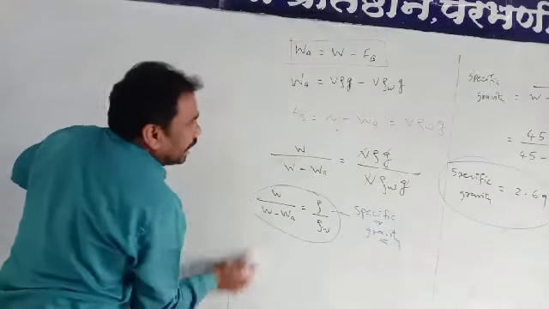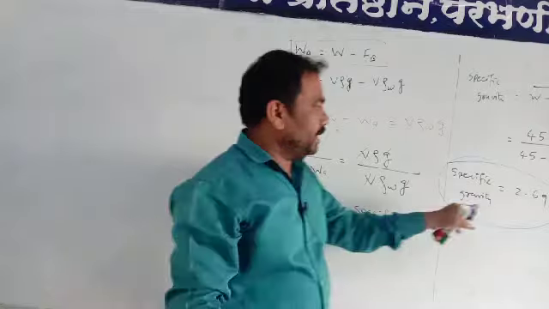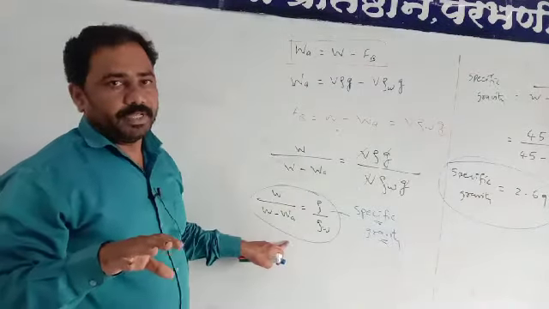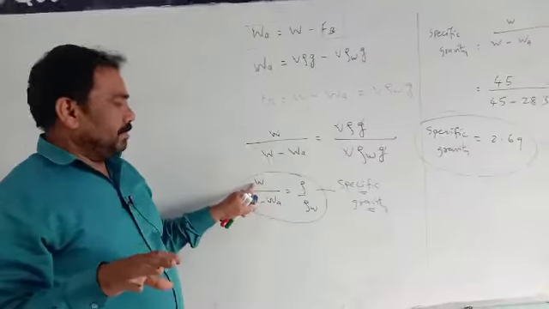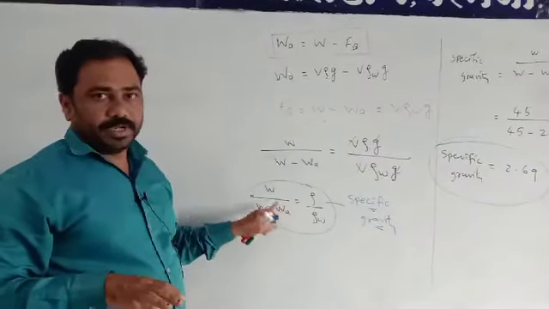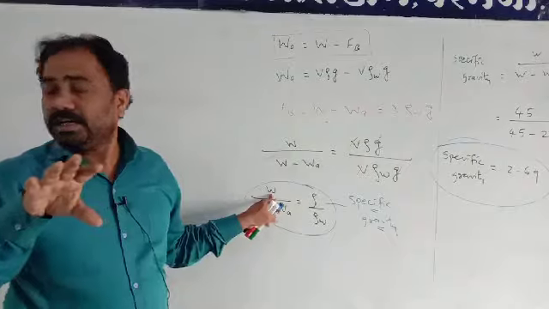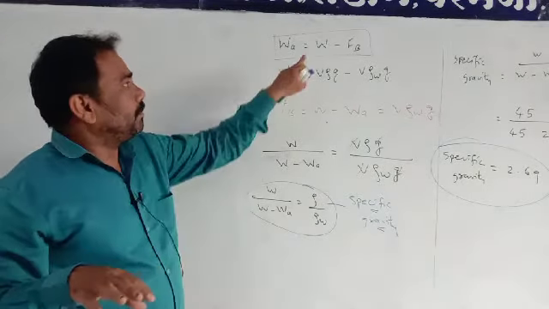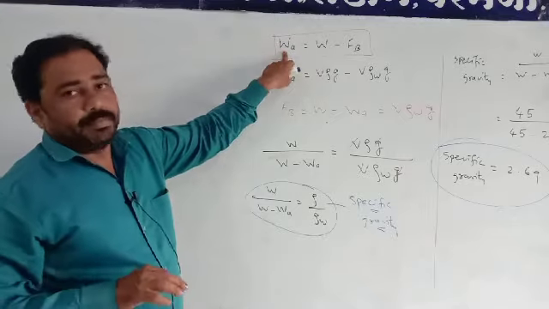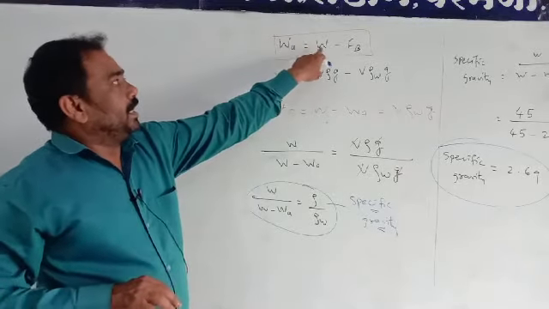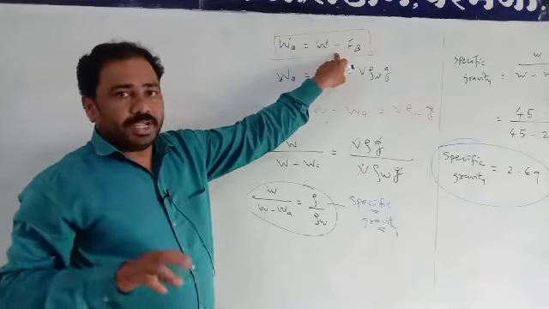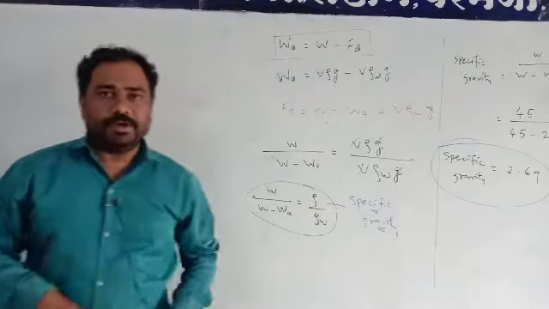So this is the specific gravity, 2.69, and you should remember how to calculate it. The specific gravity is W upon W minus W_A, where W stands for actual weight, divided by actual weight minus apparent weight. You should know about the buoyant force and the apparent weight. Apparent weight is indicated by W minus F_B, where W is the actual weight and F_B is the buoyant force.